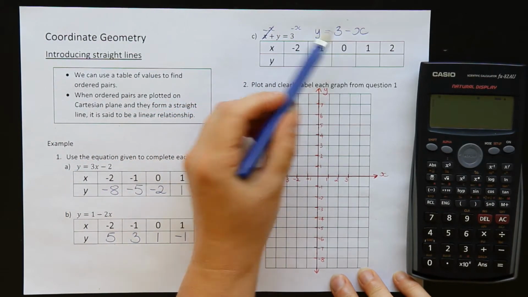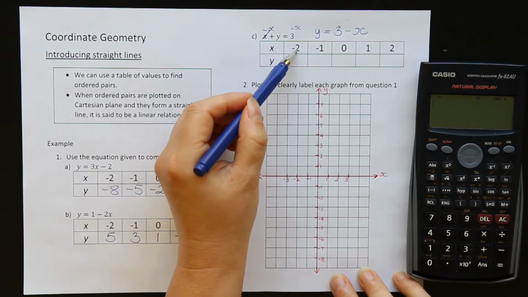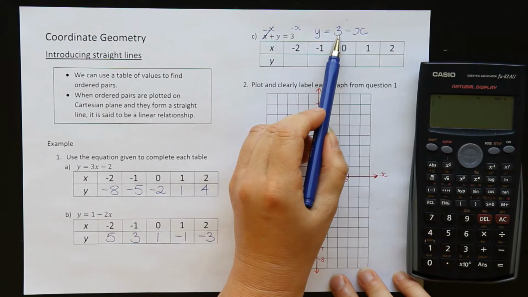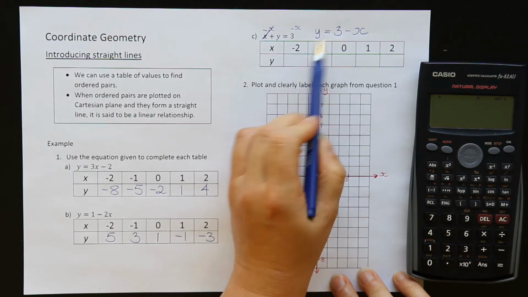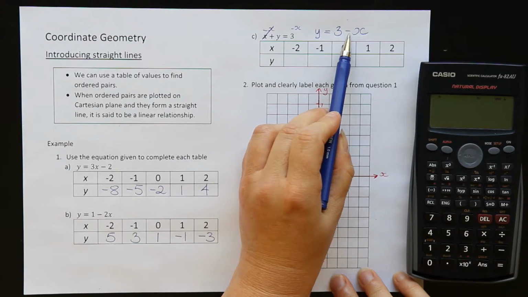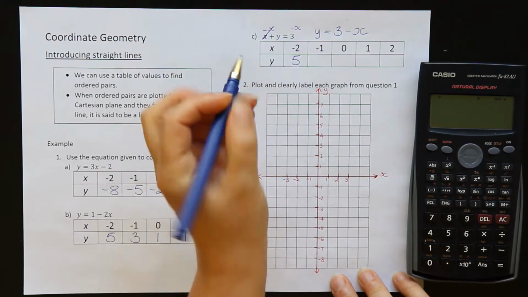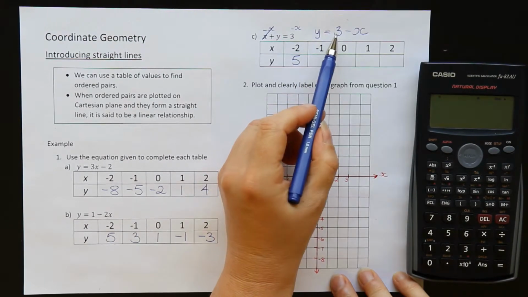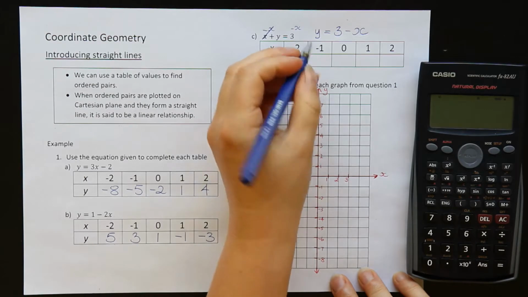Let's now use this equation to help fill in this table of values. If x is minus 2, 3 minus minus 2. So there's two minus signs in there together, which will make a plus. So it really becomes 3 plus 2, which is 5. Now we go to negative 1. 3 minus minus, so again plus. So 3 plus 1 is 4.